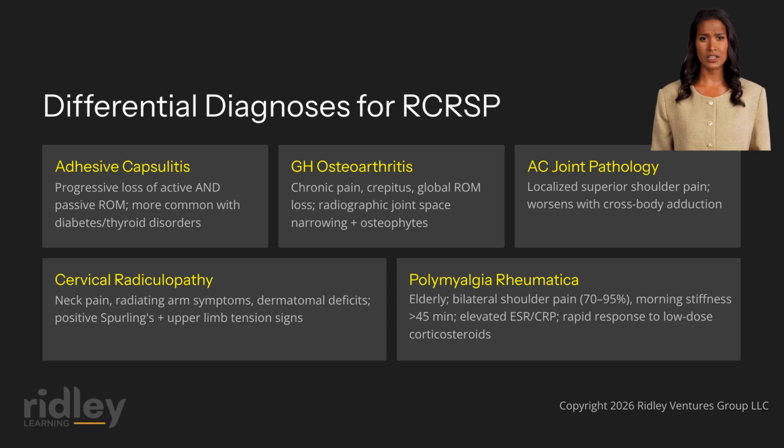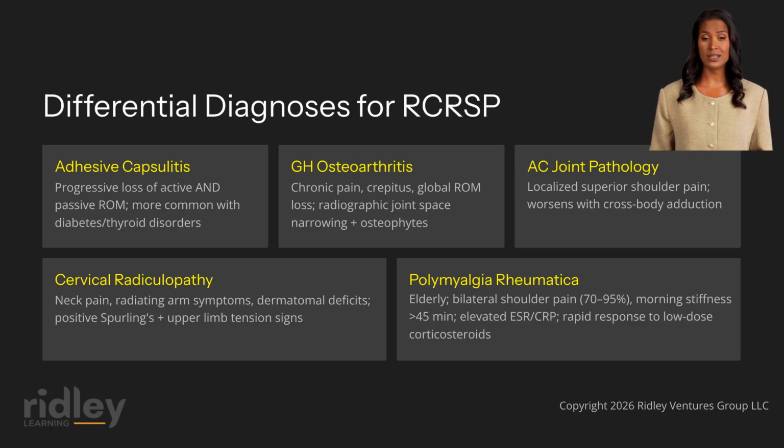Calcific tendinitis presents with acute or subacute onset of severe shoulder pain, often with limited range of motion, and is differentiated by the presence of radiographic calcifications and episodic intense pain. Biceps tendinopathy presents with anterior shoulder pain localized to the bicipital groove, exacerbated by resisted elbow flexion or forearm supination.